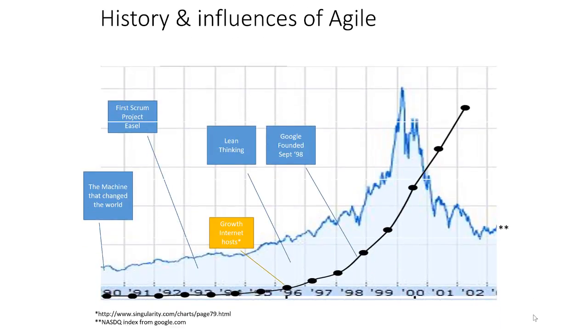So this chart shows you a brief history of some influences on the agile movement and the things that have grown out of that. Let me just kind of explain what's going on. The blue graph in the back there is the NASDAQ index for 1990 through early 2003, sorry. So that's the NASDAQ stock index.